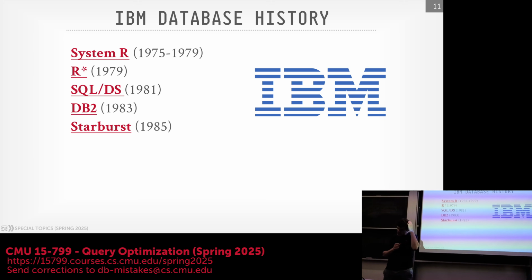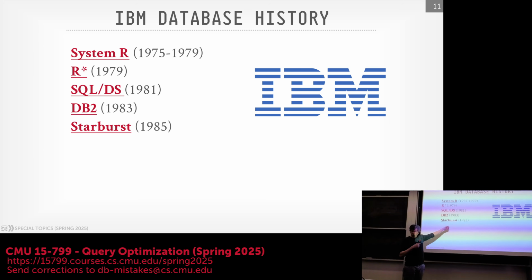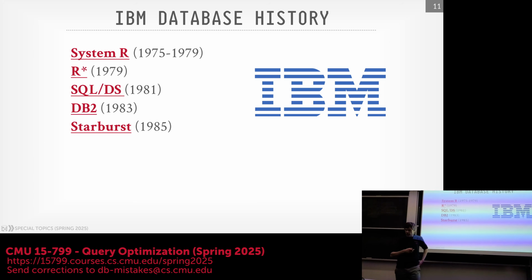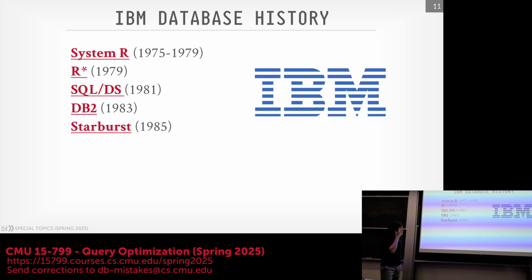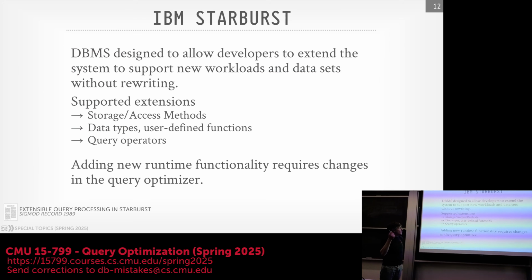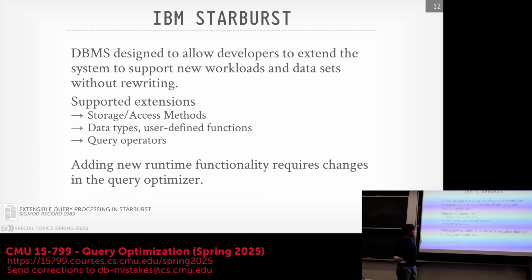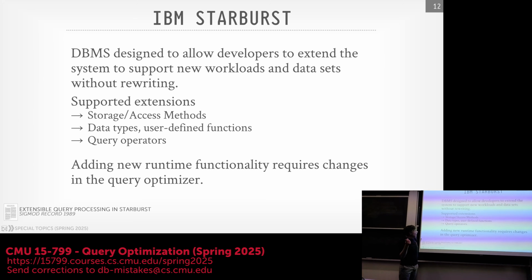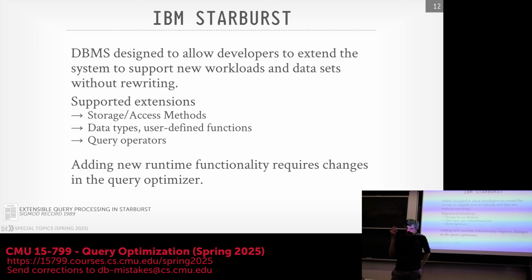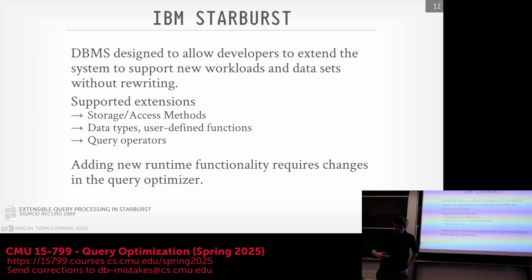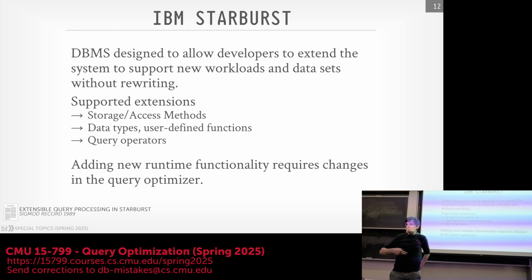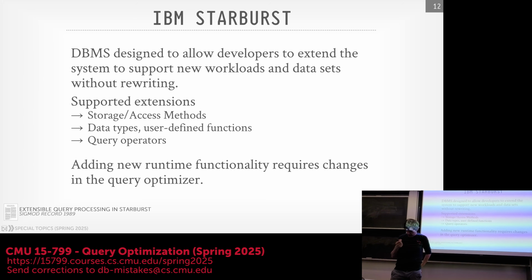And as I said last class, and I'll say it again at the end of this class, Starburst exists today, just now it's in the Linux, Unix, and Windows version of DB2. Not the mainframe versions, but it's called LUW DB2 or something. So Starburst was a major project that was being built at IBM Research after RStar. And the big thing that they were trying to target was making the system extensible. So be able to add new workloads, add new data types, add new operators without having to rewrite everything.